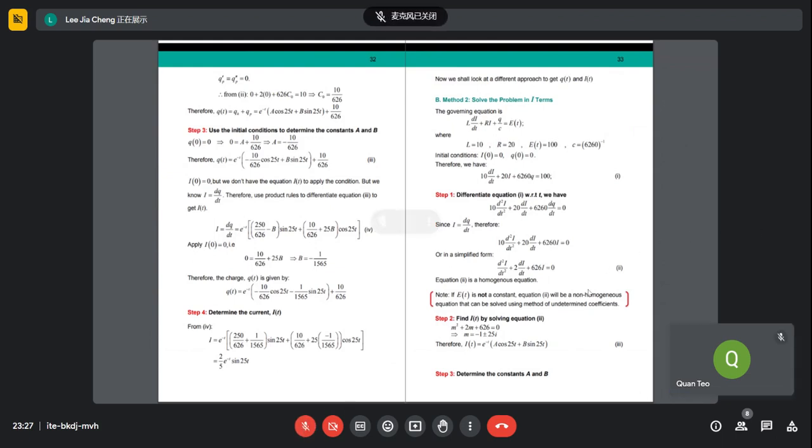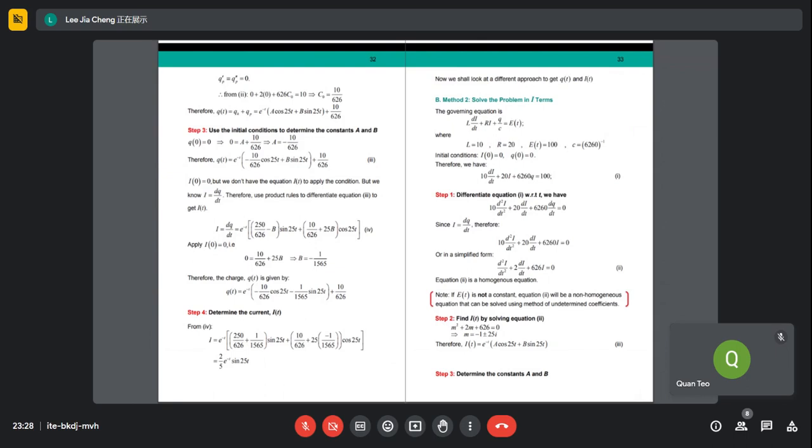Now we are going to solve the problem in terms of i, which is method 2. So we have the Gaussian equation and the constants given. We substitute the constants into the equation, and we will get 10 di/dt plus 20i plus 6260q equals 100.